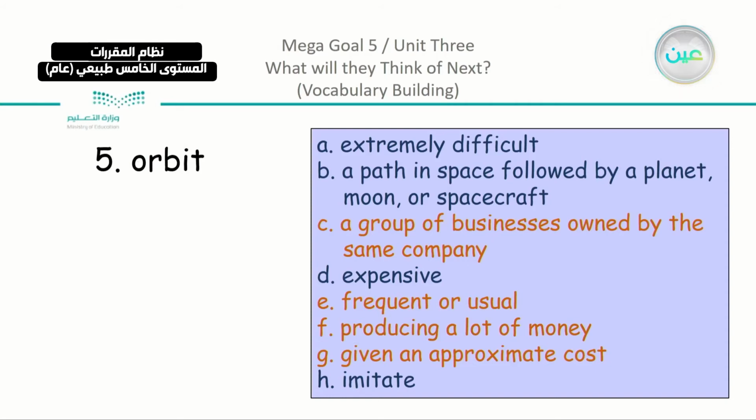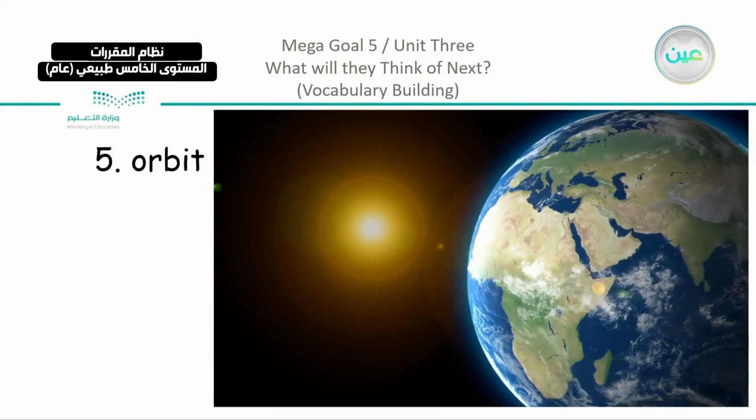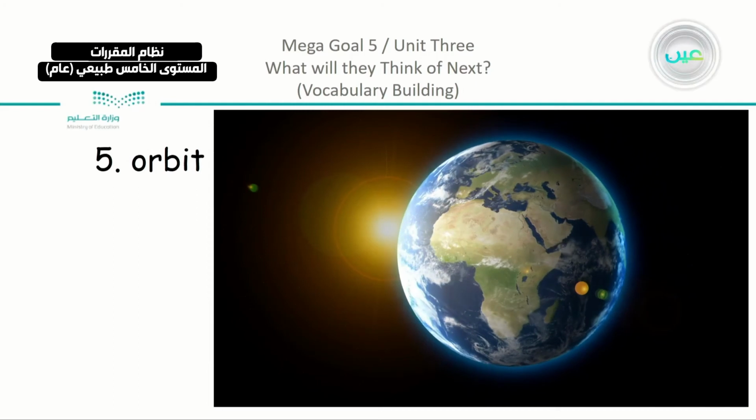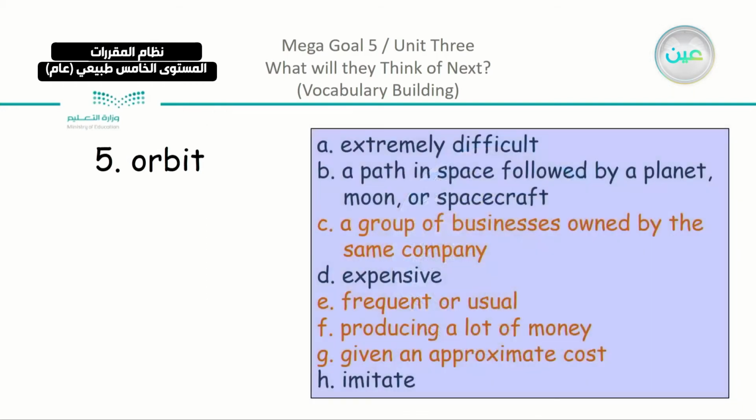Orbit actually is a very easy word, so I will not give you any kind of word explanation, just this picture is enough. So the Earth and other planets orbit around the sun as a verb, or they move in an orbit as a noun. So we have here the word orbit. Of course, it is associated with B based on the picture that you have here. Now, orbit here is a path in space, followed by a planet, moon, or spacecraft. So they brought it here as a noun. It is a path in space, but it is good to know that it is also a verb.